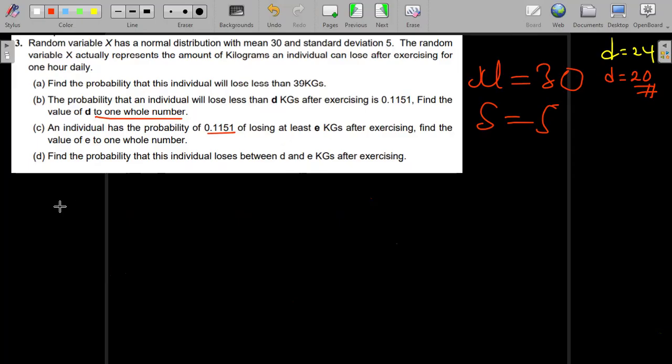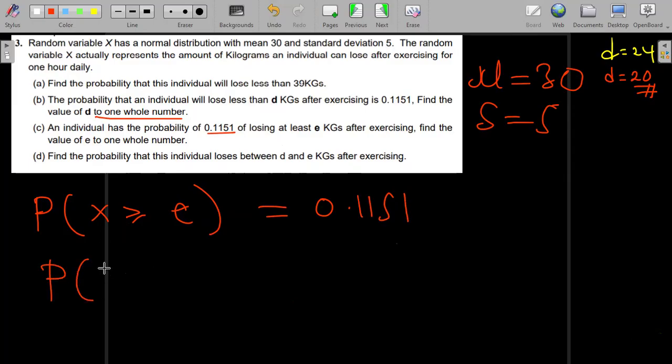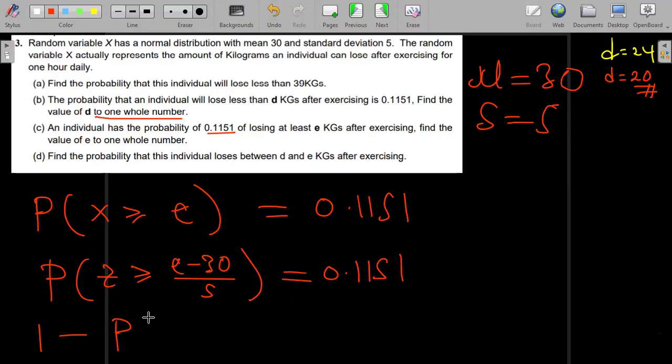Okay, so here now it is the probability that X, losing at least, means greater than or equal to E, is 0.1151. If we turn it into a Z score, this will be P(Z ≥ (E − 30)/5) = 0.1151. This is not "less than", so we have to convert it: it is the same as 1 minus the probability that Z is less than (E − 30)/5, equals 0.1151.